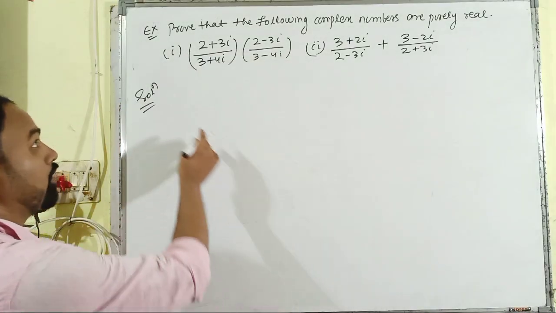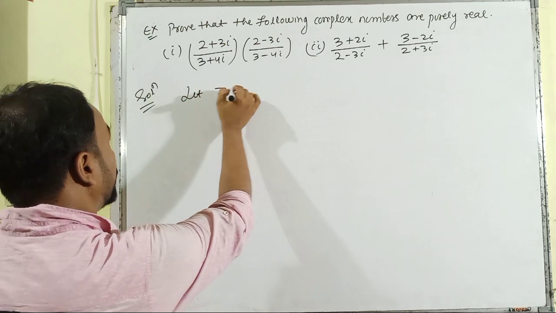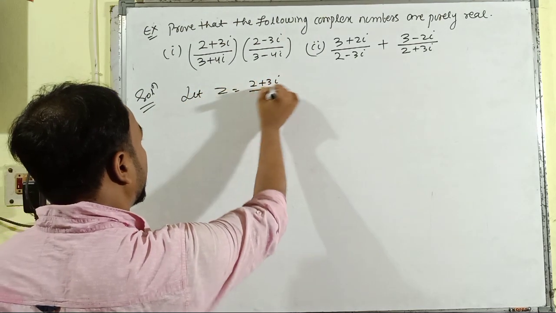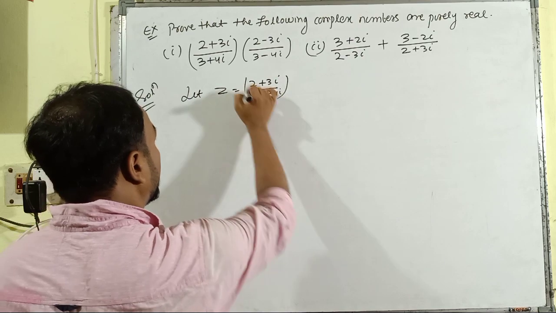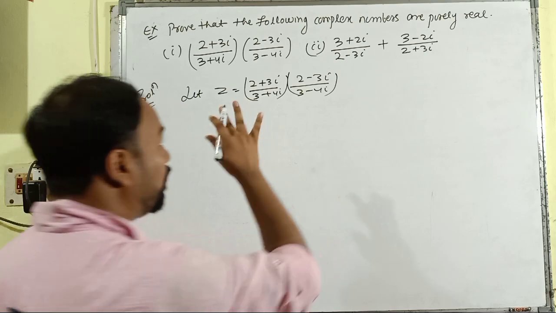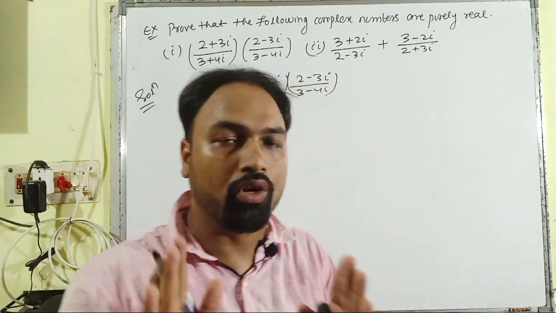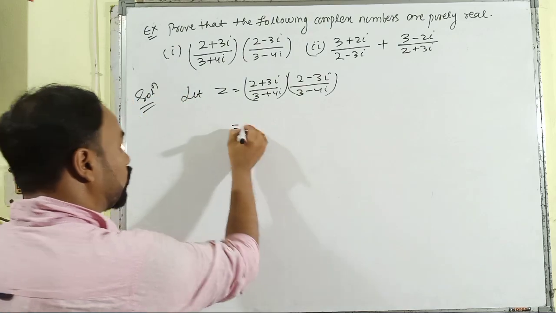So here it is, the next problem based upon the algebra of complex numbers. Let z be equal to (2 + 3i) divided by (3 + 4i), multiplied with (2 - 3i) divided by (3 - 4i). And we have to prove that this complex number is purely real. That means the imaginary part must be equal to 0. So let us go through the solution.